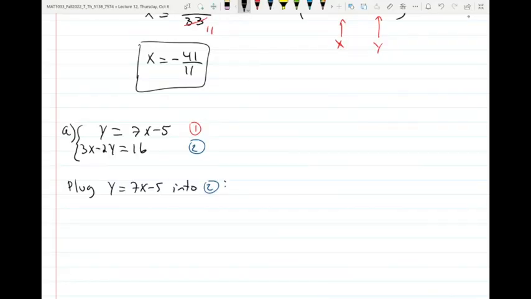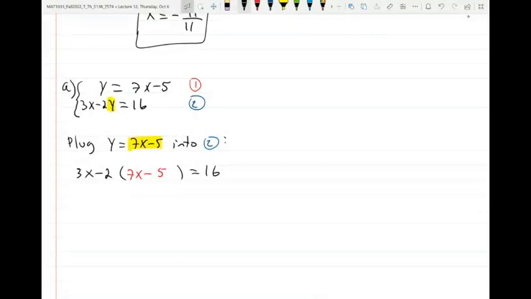Okay? So we're going to get 3x minus 2 times (7x minus 5) equals 16. So in the equation here, you have a y, and instead of y, you put what it equals, okay? Which is 7x minus 5. Is this clear? Yeah. And so now we solve.